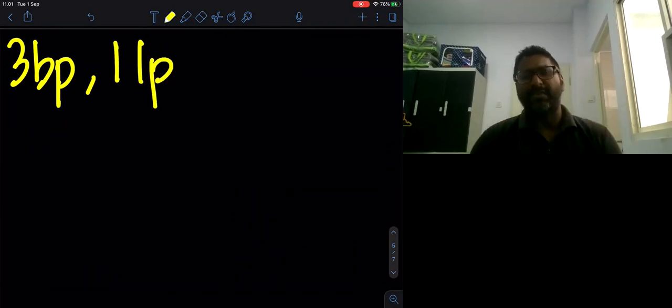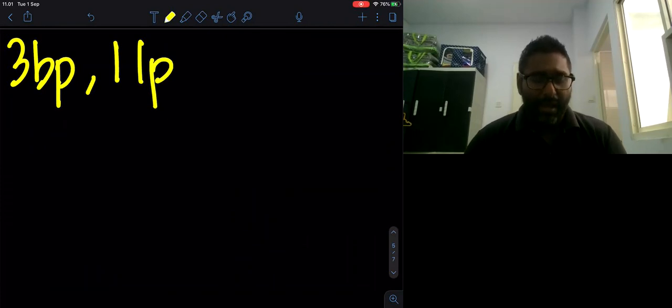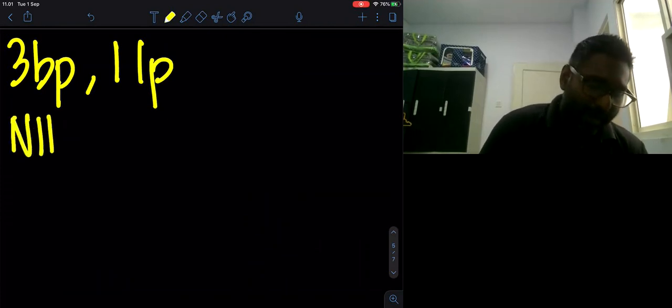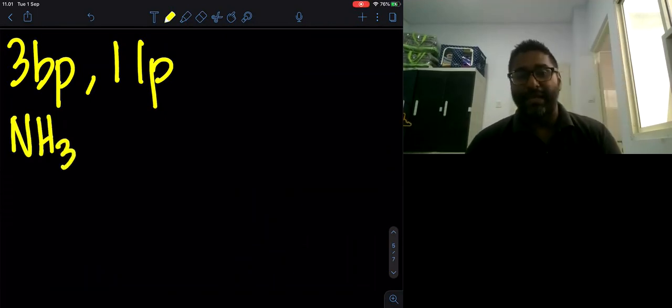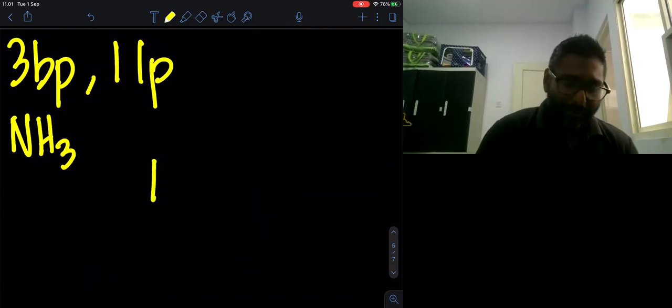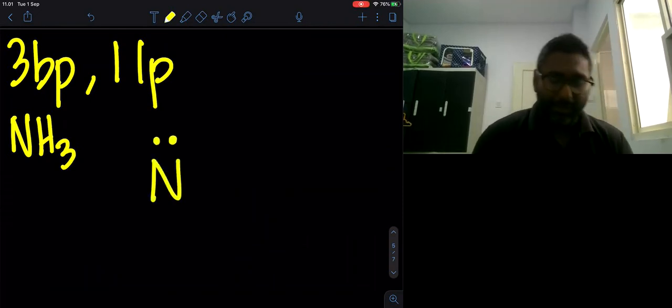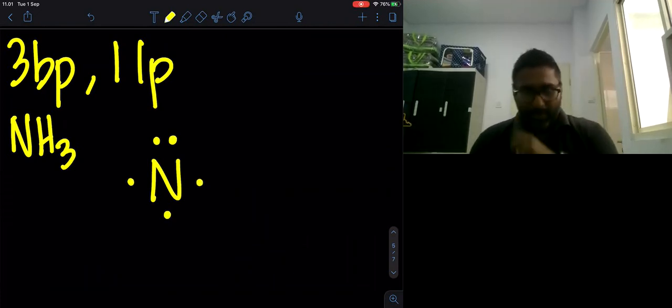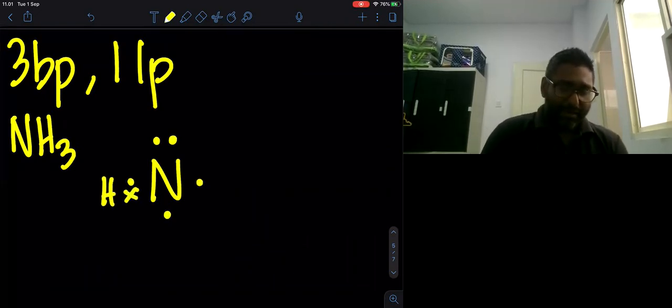The structure looks like tetrahedral, but there is a different structure if you have, for example, ammonia. Ammonia, and nitrogen is in group 15. So when I draw nitrogen, that's going to be 1, 2, 3, 4, 5. So if you have hydrogen, they will share it this way.